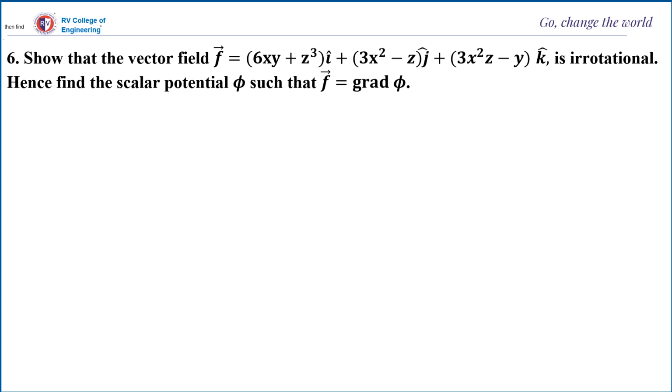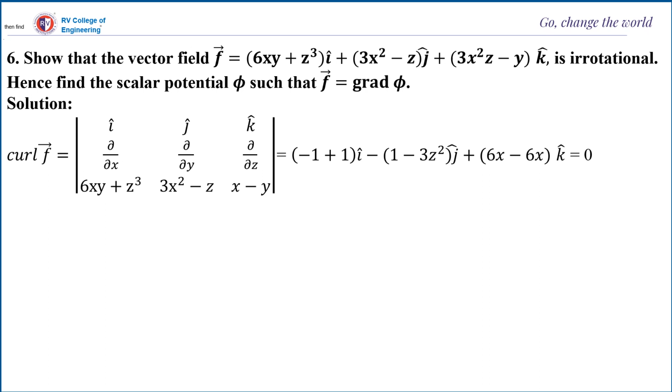Another example is show that the vector field f is equal to 6xy plus z cube i plus 3x square minus z j plus 3x square z minus y k is irrotational. Hence find the scalar potential phi such that f is equal to grad phi. We all know that the vector function f is irrotational if curl f equal to 0. So computing curl f, we get curl f equal to 0. So we can say that f is irrotational.